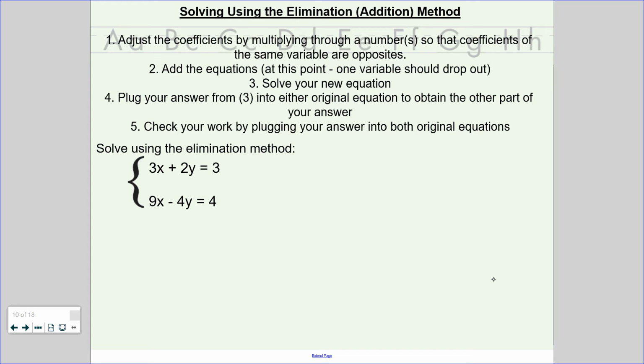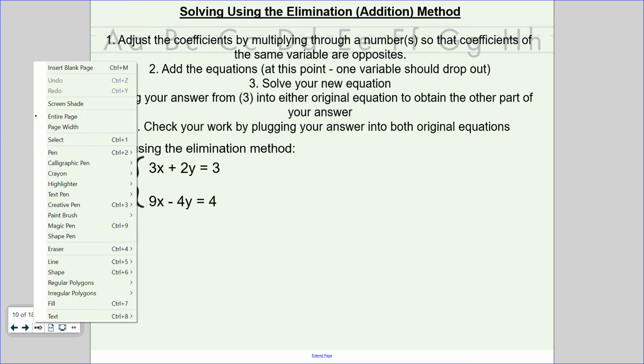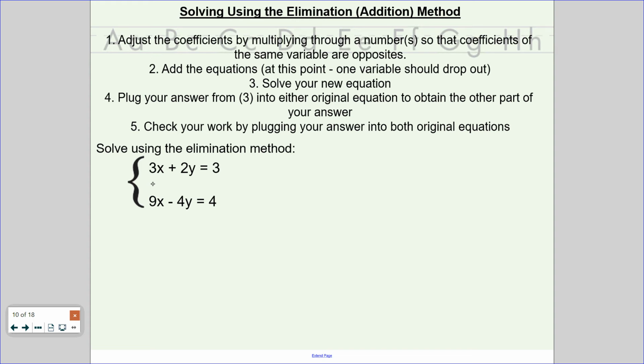You can then plug that back in, like we did with substitution, into one of the original equations to get the other part of your answer. And then again, just like substitution, we're going to check it the same way. We're going to plug our numbers back in for our x's and our y's and make sure they work in both equations. So let's go ahead and get started on the first problem.